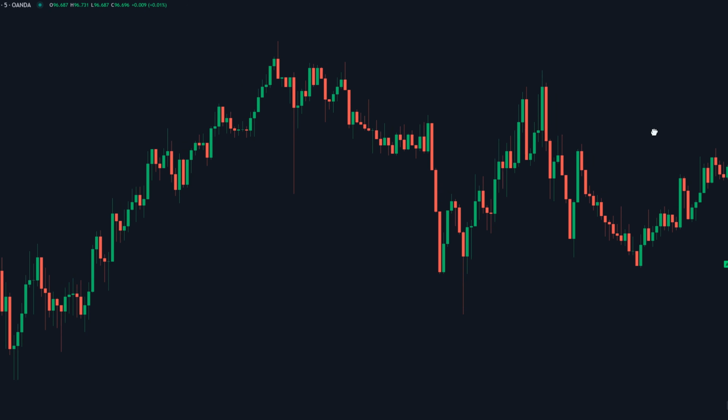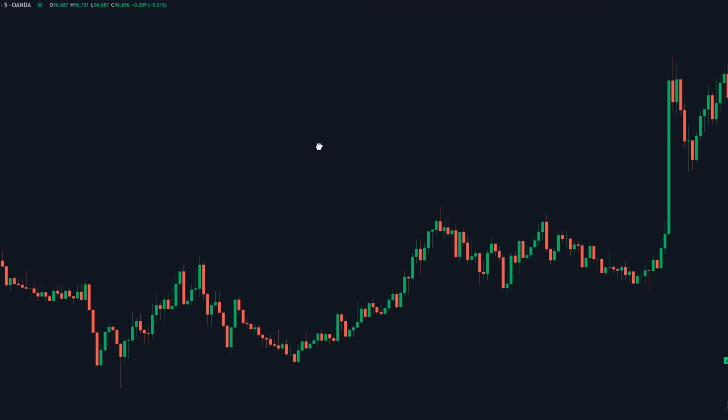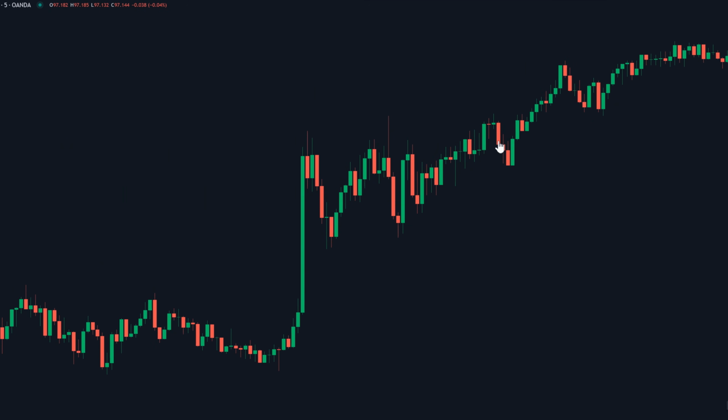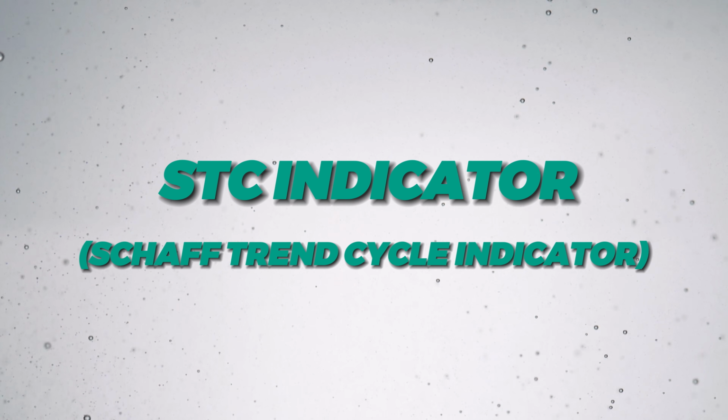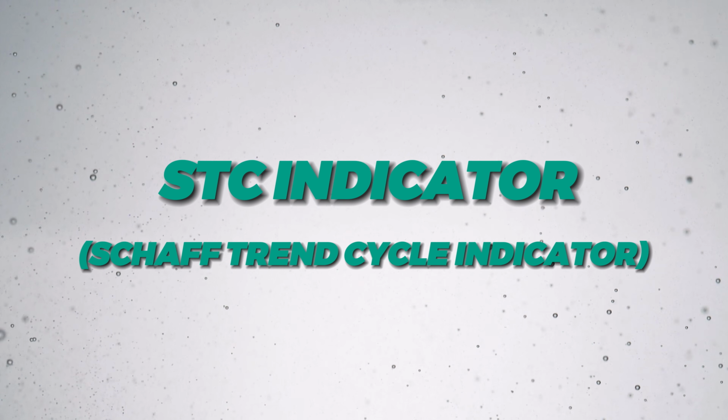Let's get into it. So, the first indicator that we're gonna add, which is also the main indicator of this strategy, is called the STC Indicator, also known as the Schaff Trend Cycle Indicator.